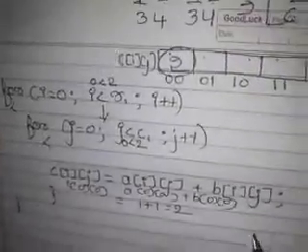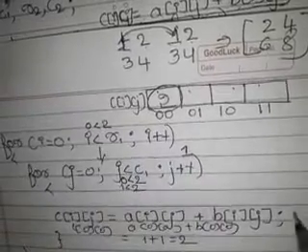j is incremented, it will become 1. 1 less than 2, true or false? As it is true, again it will come inside. Next, this is the second iteration.